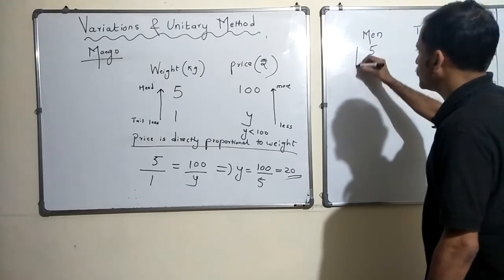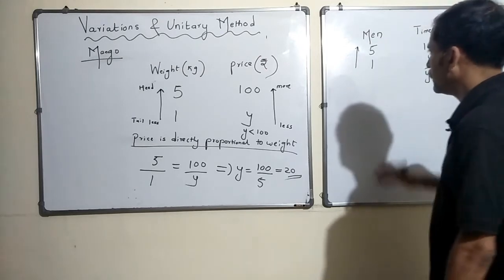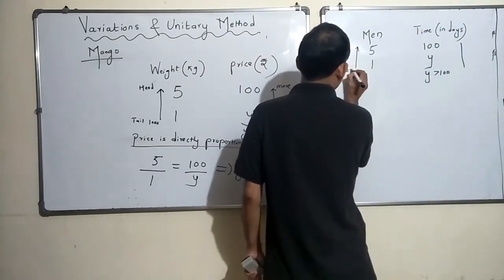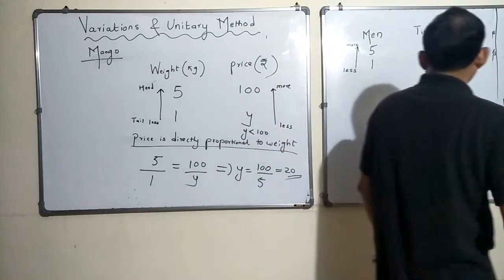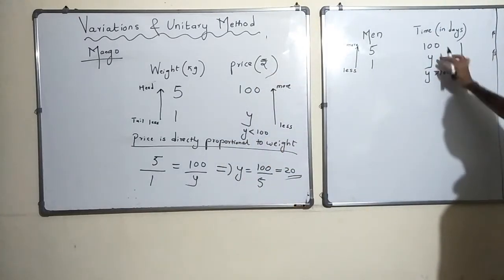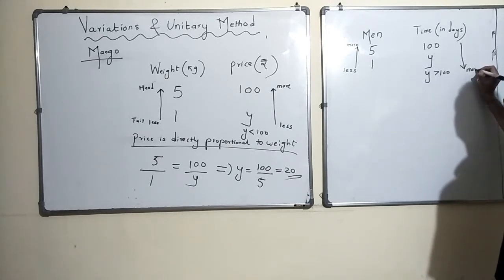Now let's draw the same arrow, okay. So 5 is greater, so I just point out the tail here. Tail is less, and head as per our convention is more. And we know that y is more than 100, so the head will be here, this will be more and this will be less.